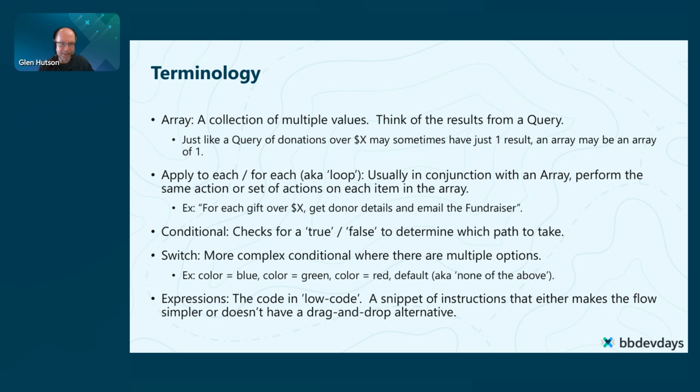If you want to do something to each of those items in that list, in that array, that is what we call an apply to each, or a for loop. That means for each gift in that list, if I want to call that donor and thank them, or send an acknowledgement email, or just make some notes of it, I do the same actions to each of those gifts. So that's an apply to each.